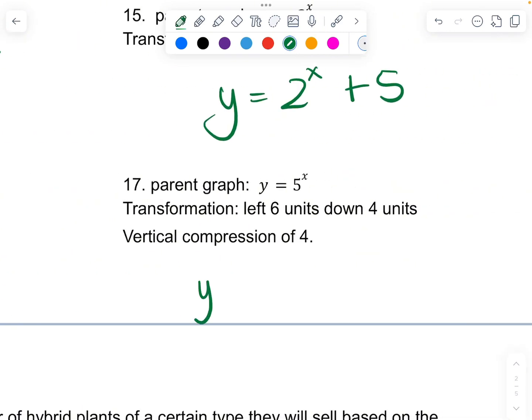This one, we have y equals 5 to the x. It says that we're going to go left 6. So that means left 6. It says down 4. And there's a compression of 4. A vertical compression.